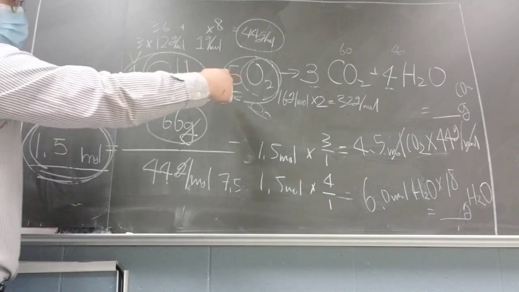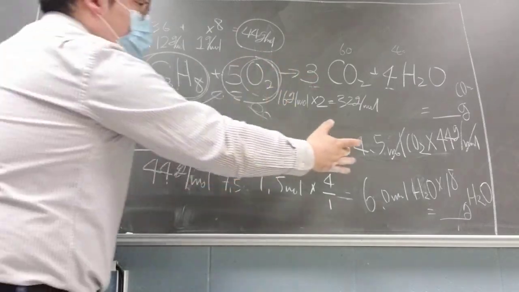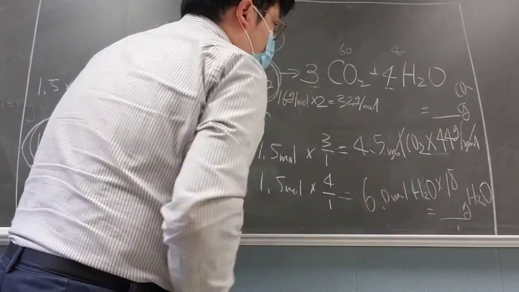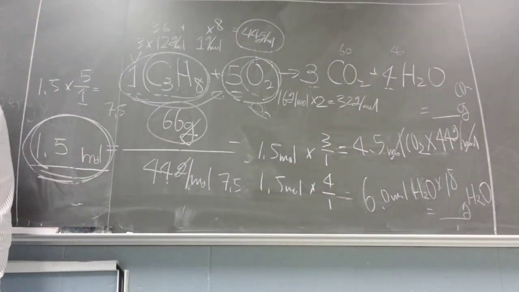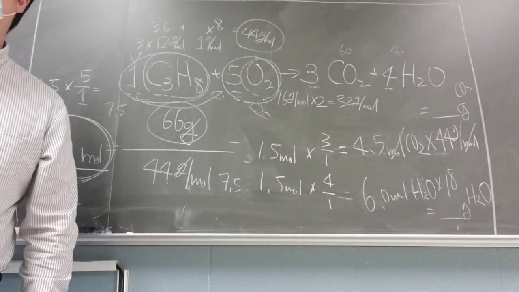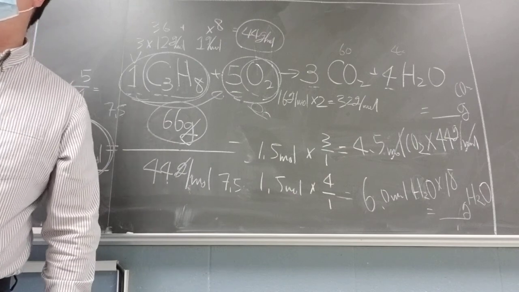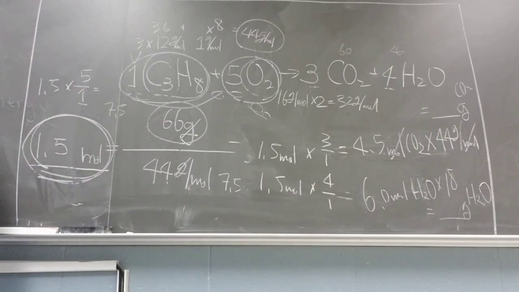So 1 goes in, 3 and 4. So that number of moles will be produced, and using the molecular weight, you can get the actual mass of each product. Okay. Makes sense, right?